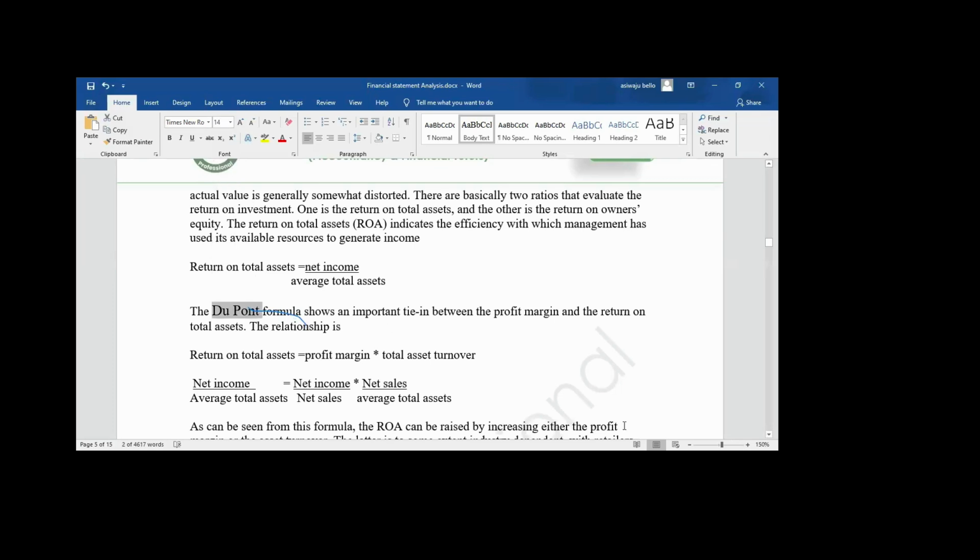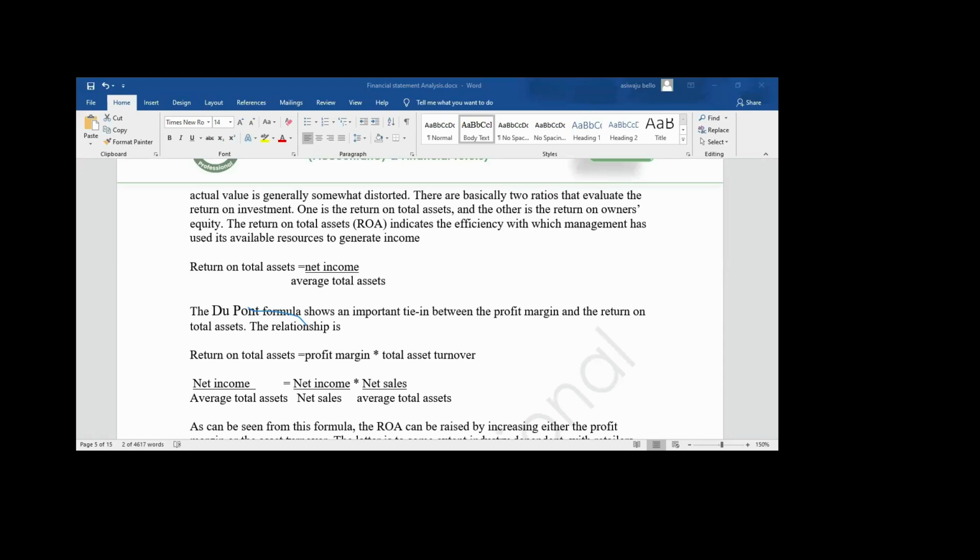DuPont is a model that uses two or more ratios to explain a particular ratio. Like this return on asset now. We can use two ratios to explain return on asset. For example, look at it.